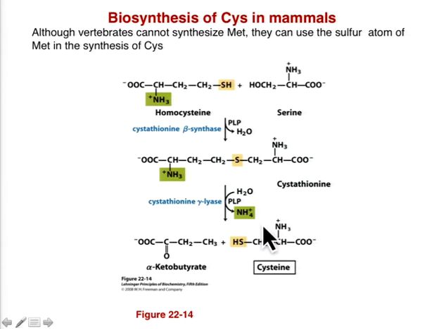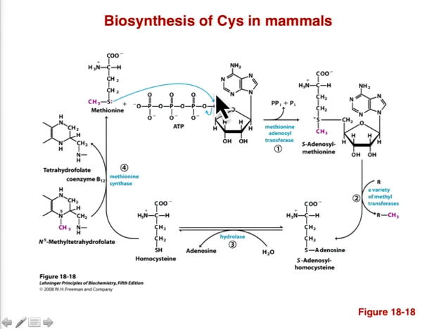And we've just bound the two together and then cleaved the other bond, releasing cysteine. So that was pretty straightforward. But where did the homocysteine come from? Well, that came from methionine.